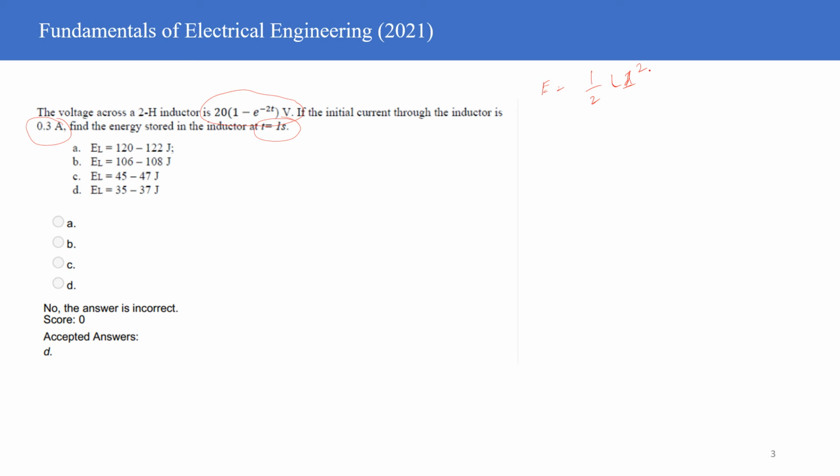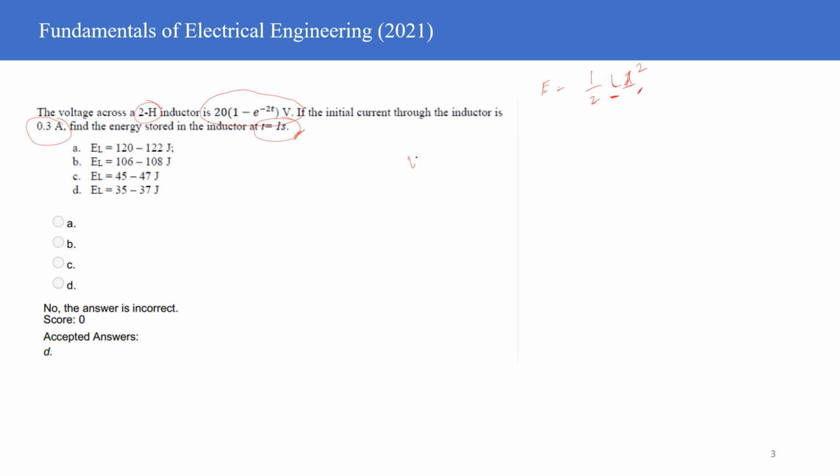square, right? This is the energy stored in an inductor at any given instance of time, right? Now, here what is known to me? Here L is known to me, right? Because this is given as 2 Henry, right? So L is known to me. What is not known to me is the value of the current, right? So if I figure out the value of the current at time t equals 1 second, basically I will have this particular value of energy stored. So how to figure that out?